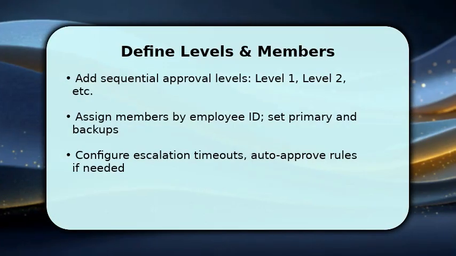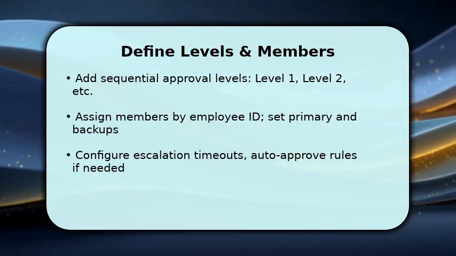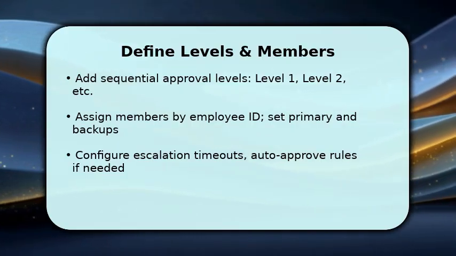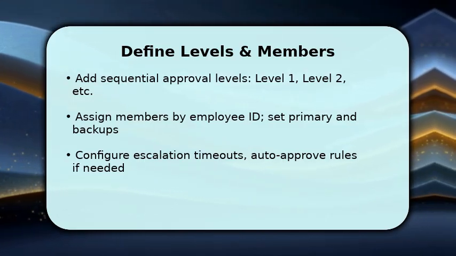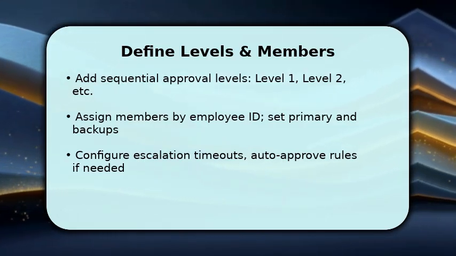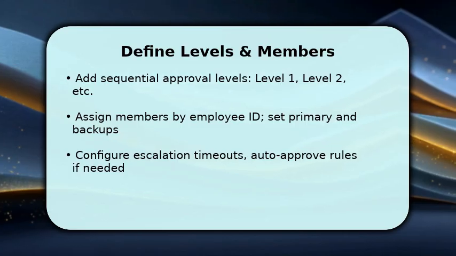Once in the group form, define the approval hierarchy. Add level 1, level 2, and so on because order determines routing. Next, add members using employee ID, designate a primary approver and at least one backup to avoid stalls.